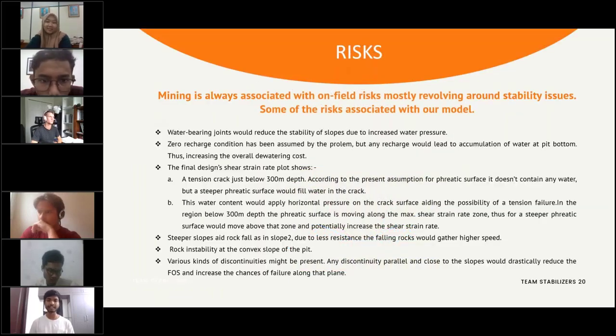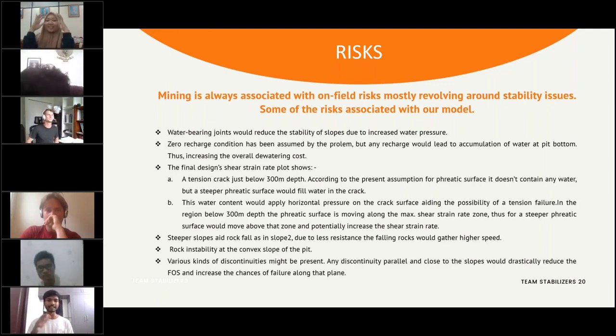Water bearing joints, if any, can cause stability issues, and a zero recharge condition was given. But in case there is a recharge, there will be accumulation at the pit bottom, and dewatering will cost us more and further compromise the pit depth that we can go to. The final design also has a tension crack, but to our rescue, the phreatic surface is just going below the crack and not filling it.